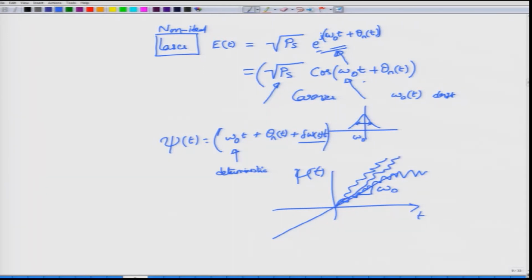So, maybe this is also another behavior, and as you can see, I cannot write down a single graph and then say this is how the total phase would change, because all these terms, theta n of t and delta omega of t times t, are random signals. Okay. So, that is what we actually have.